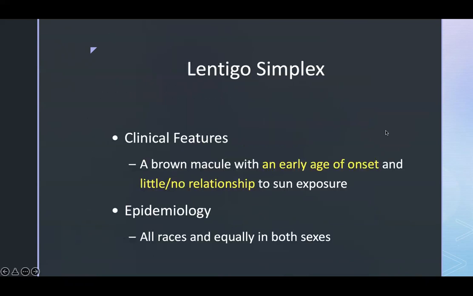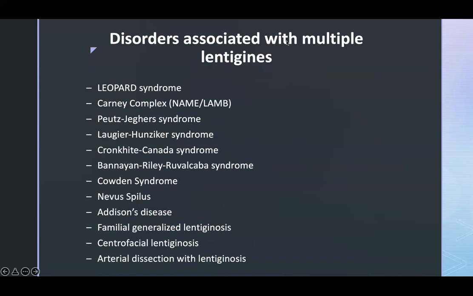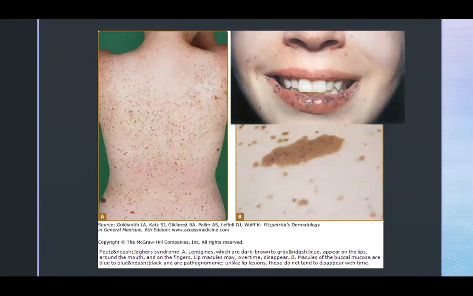Lentigo simplex shows up clinically as a brown macule with early age of onset, with little to no relationship to sun exposure. The epidemiology includes all races, and they occur equally in both sexes. These are a list of genodermatoses that are associated with multiple lentigines. I'll have you take a look at that. I will not read this list to you, but it's there for reference. We will go over some examples.